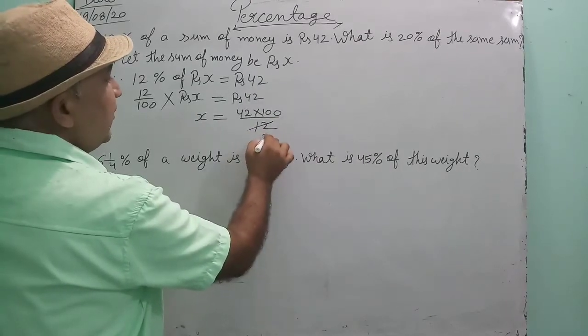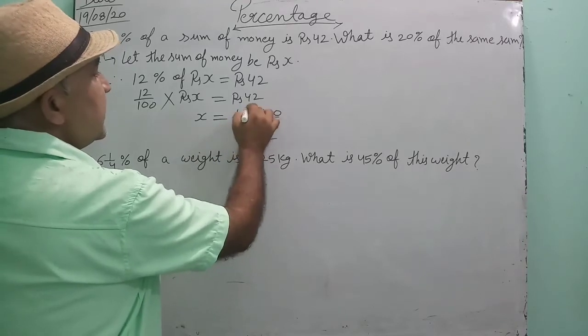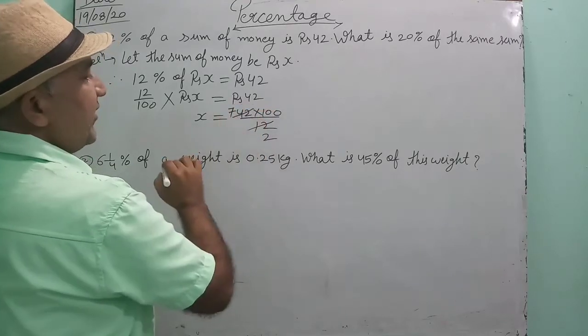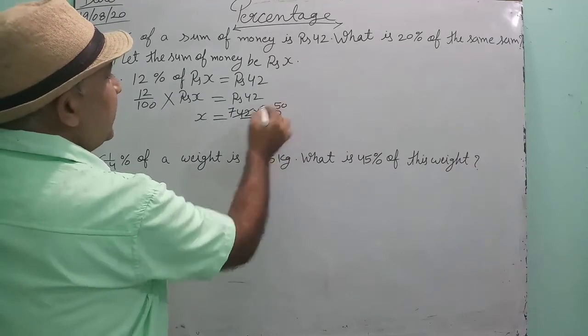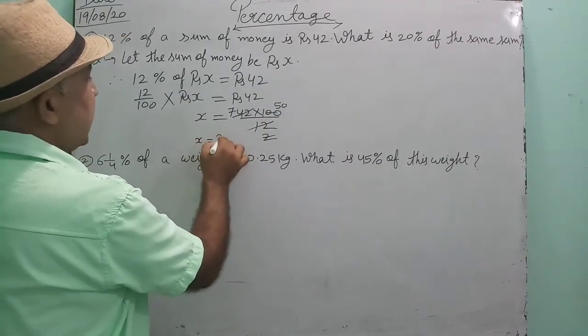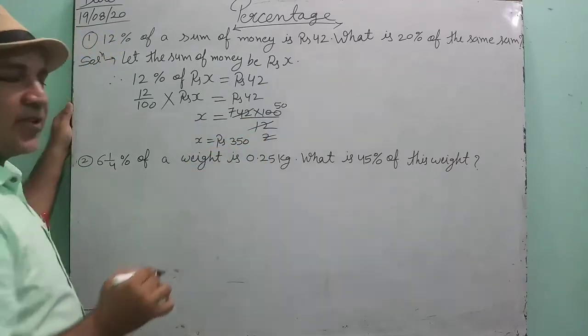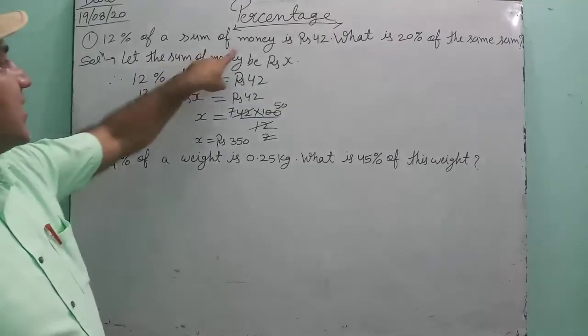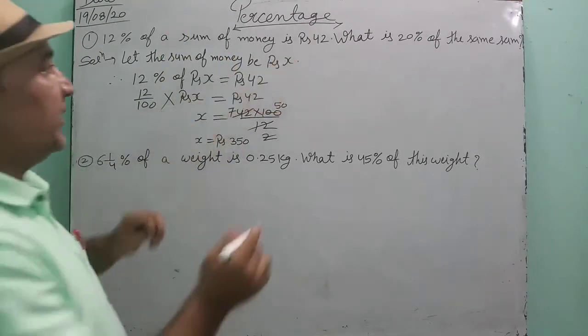6 into 2 is 12. 6 into 7 is 42. 2 into 50 is 100. That means X is equal to rupees 350. That means the sum of money is 350. Now we will find the second part.